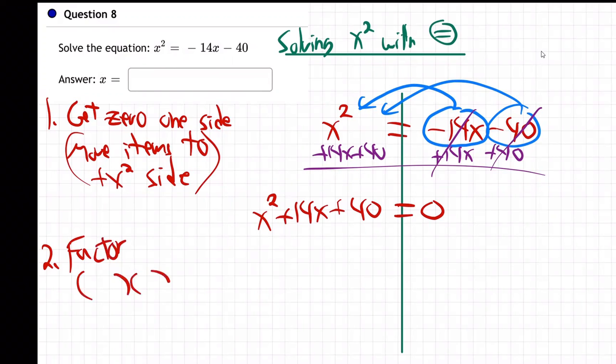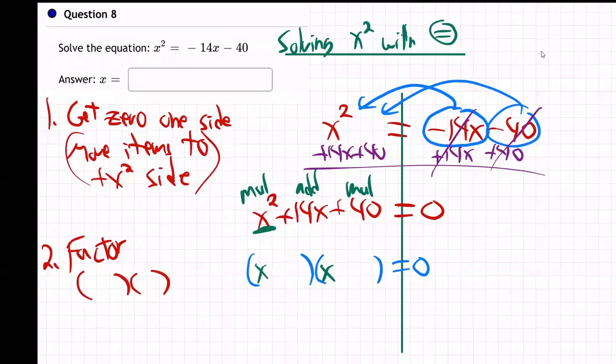Factor like with 2 parentheses. So I'm going to go 2 parentheses, and I'm saying, okay, what multiplies, adds, multiplies? Remember how the 3 terms are? Multiply, add, multiply when you do the 2 parentheses. So x times x multiplies to be x squared. Okay, then what multiplies to be 40?